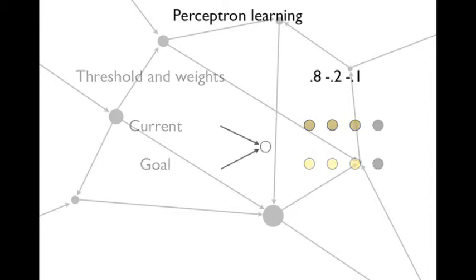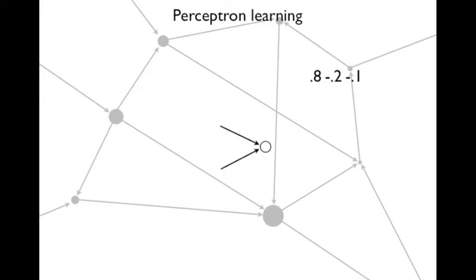For example, here a network learns the NAND function. The end result, as seen here, is three numbers, 0.8, -0.2, and -0.1. These serve as weights in a NAND gate.